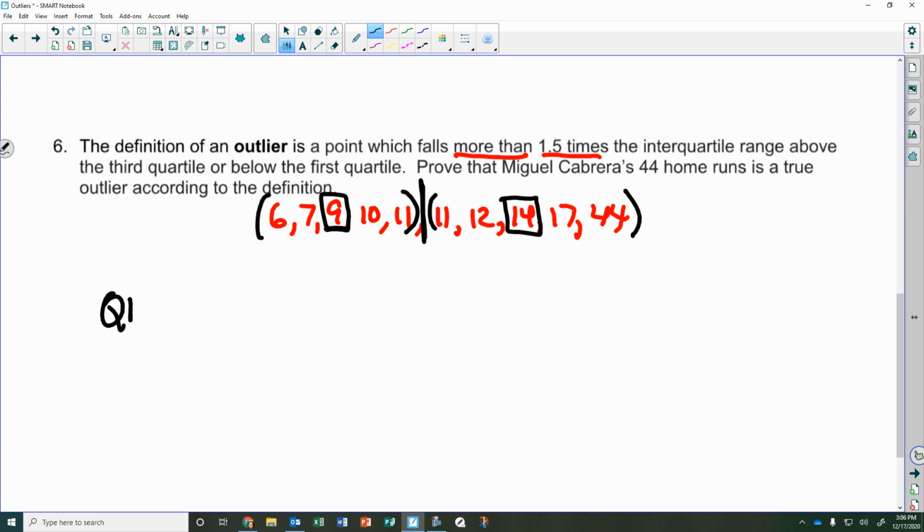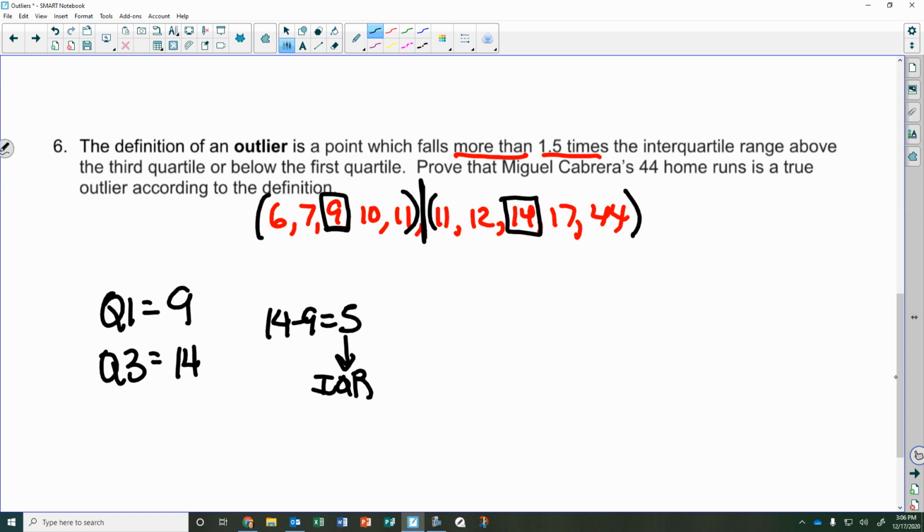So if I know that quartile 1 is 9, and quartile 3 is 14, because our median was 11, 14 minus 9 is 5. And that 5 is our interquartile range. Okay? Now, if I take that 5 and multiply it by 1.5, because again, it says a true outlier is 1.5 times more than the interquartile range above, this would be quartile 3 because this is in the higher end, right?